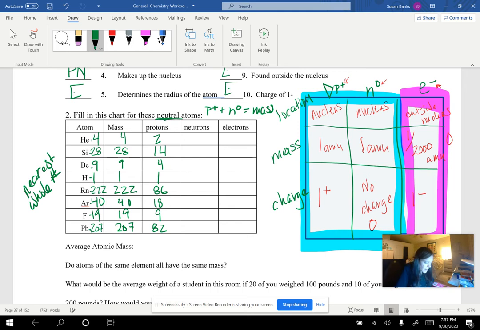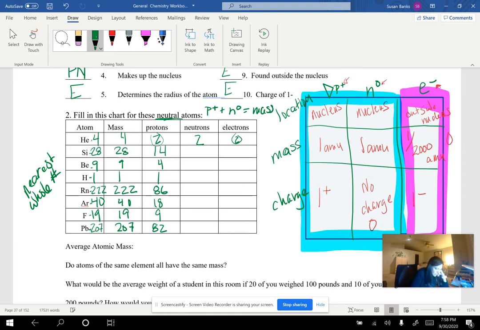So if I have my mass and I have my protons, can I just take my mass minus my protons to get my neutrons? I definitely can. So 4 minus 2 will give me 2 neutrons here for helium. And remember, for neutral atoms, protons are going to equal electrons. So 2 right there. Okay?